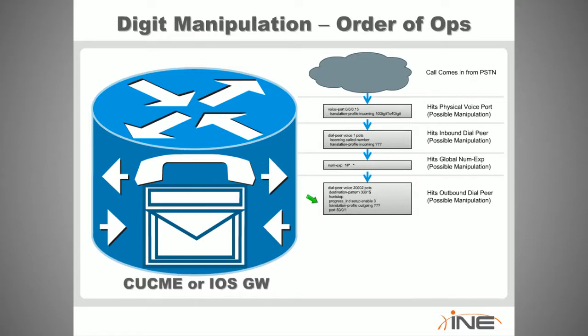And we could apply a translation profile here, but we would need to keep in mind, in other words, we can apply a translation profile on an ePhone DN, and this will, in turn, place that onto an actual POTS dial peer.